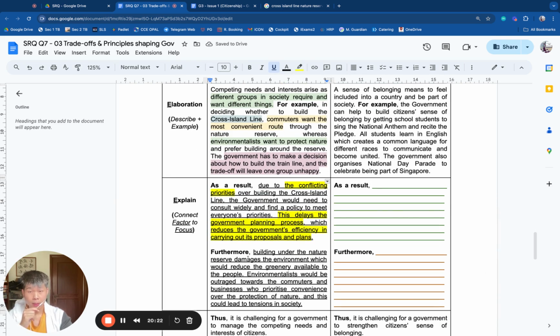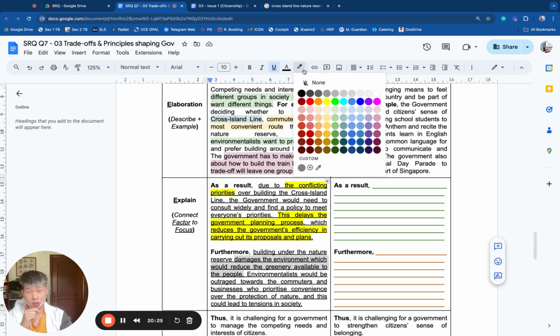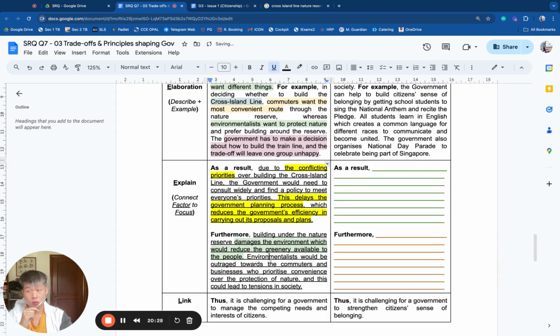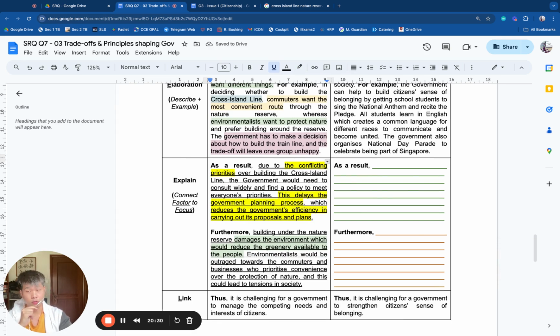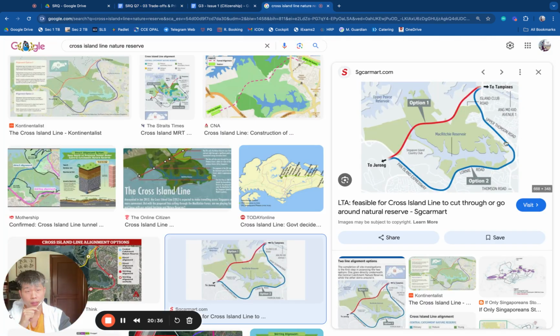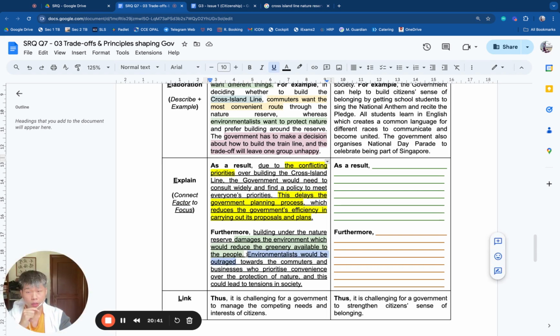Another angle is that because in the end the decision was to damage the environment, to sacrifice the environment to protect the interests of commuters and the residents who are living in the houses around, which we saw, right? Protect these people by building through. The environmentalists will be outraged. They'll feel, hey, you don't care about the nature. And they'll be angry towards those who prioritize convenience. And that could lead to social tensions, right? People are angry with each other, and the government needs to manage this sort of tensions and anger and conflicts, because there will be disruptions and disharmony.